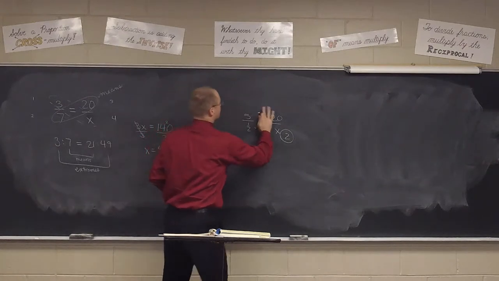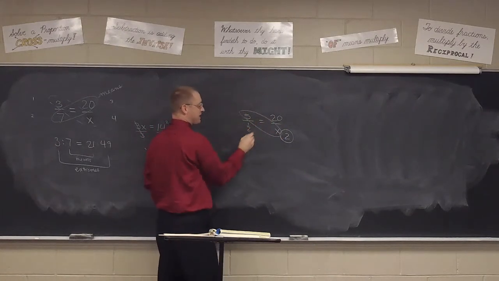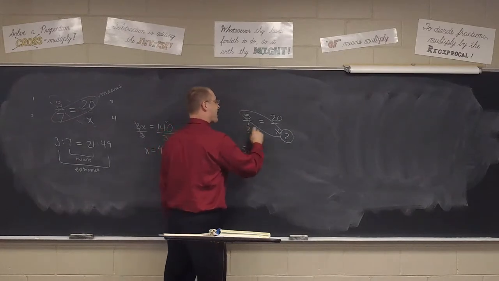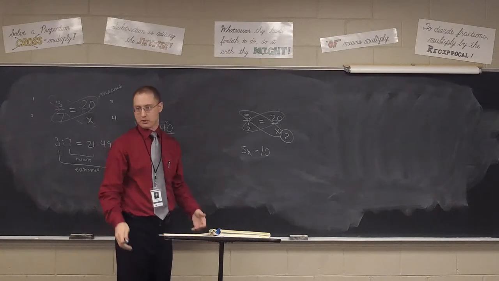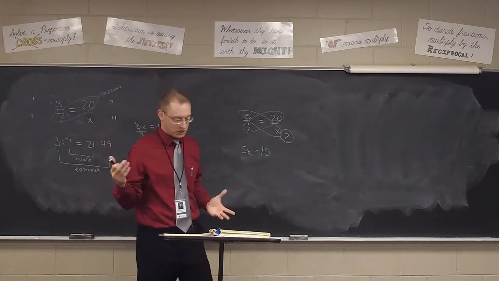But you could also use the cross multiplication method. 5 times x? 5x. And half of 20? 10. And now you can see that x is going to equal 2 when you divide both sides by 5, right? So either method works in many cases.